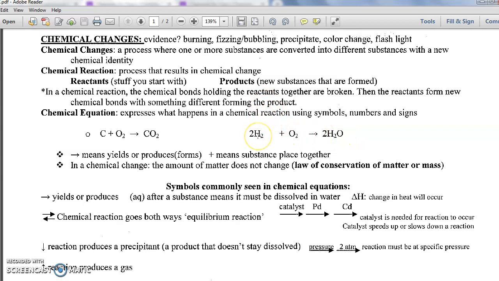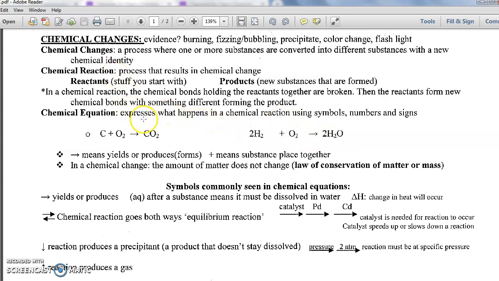If you drop a match in hydrogen, the hydrogen will explode. If you drop a match in water, it goes out. If you put a match in oxygen, it would merely burn much, much faster. So notice that the properties have changed. Hydrogen burns, oxygen helps things burn, water helps put things out that are burning. Properties change.